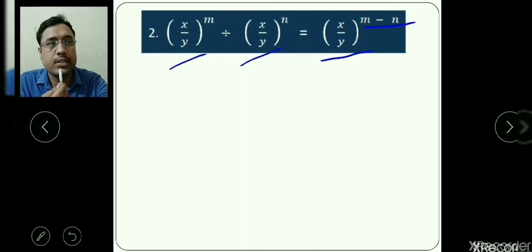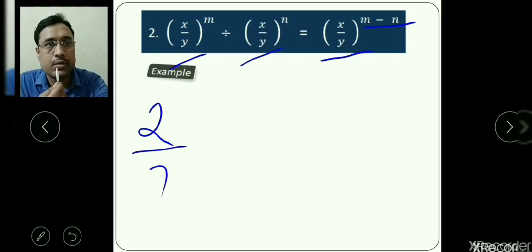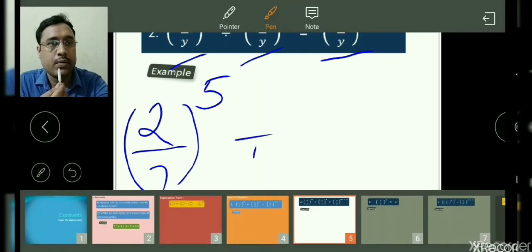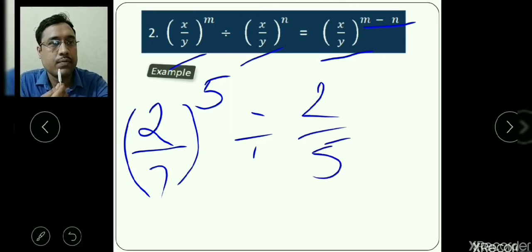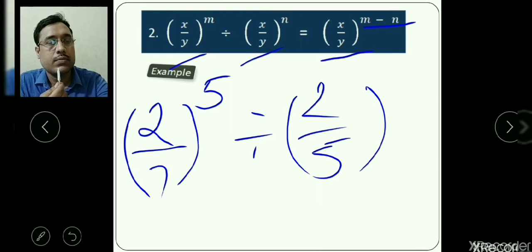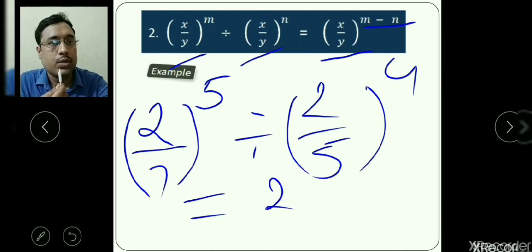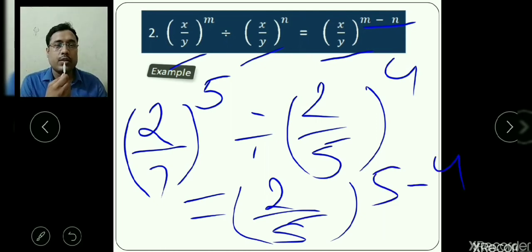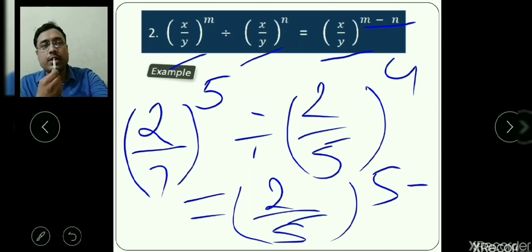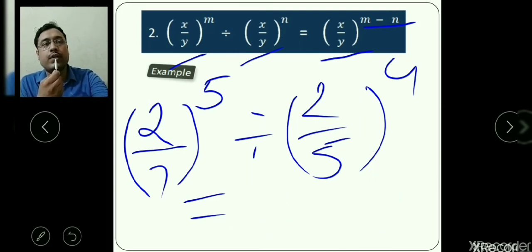For example, we can see this. Suppose this is given: 2 by 7 to the power 5 divided by 2 by 5 to the power, if I am giving here, 4. So then this result will be equal to 2 by 5 to the power 5 minus 4. 5 minus 4. That means the exponent will be subtracted. So ultimately the result you will get is 2 by 5 to the power 1.